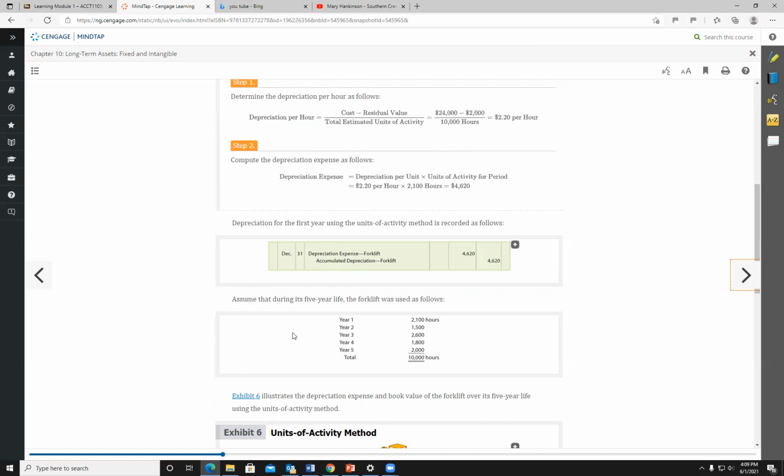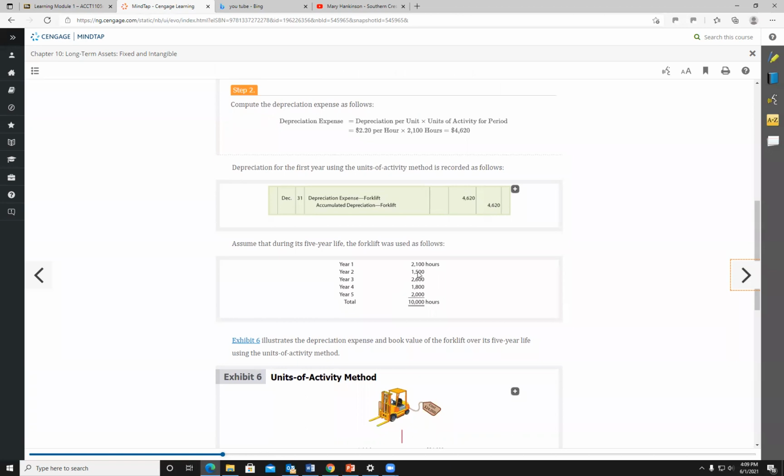Now, if we assume that during its 5-year life, the forklift was used as follows. Year one, it was used for 2,100 hours, year two 1,500, then 2,600, 1,800, and 2,000. So by the end of year 5, because it had a useful life of 5 years, we used it for 10,000 hours.